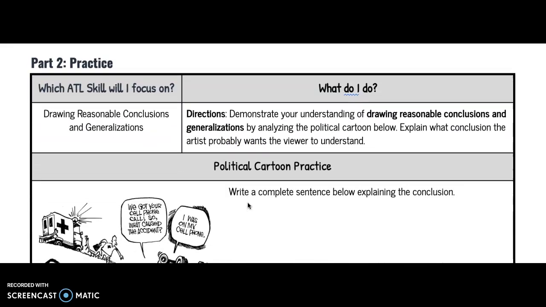All right, let's move down to the practice section. We're still focusing on drawing reasonable conclusions and generalizations. Here are the directions. You'll demonstrate your understanding of drawing reasonable conclusions and generalizations by analyzing the political cartoon below. Explain what conclusion the artist probably wants the viewer to understand.